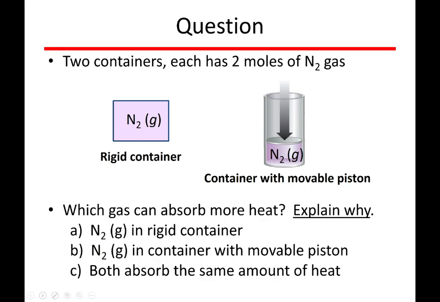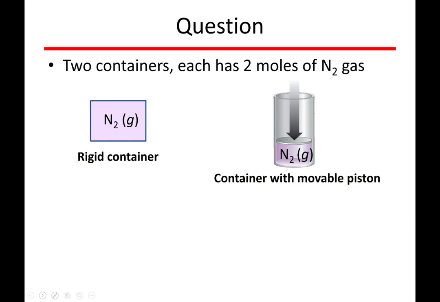All right, having given you some time to think it over, let's talk about the answer. There are actually a couple different ways that you can come up with the answer to this question. So one way that you can look at it is by recognizing, first of all, that if it's being heated in a rigid container, you're dealing with a constant volume process. And when it's in the container with the movable piston, you're dealing with a constant pressure process.